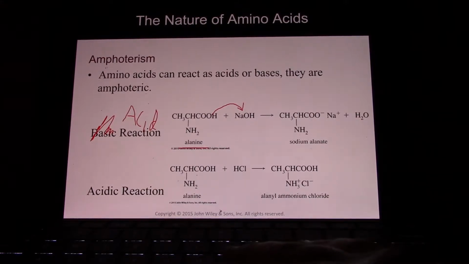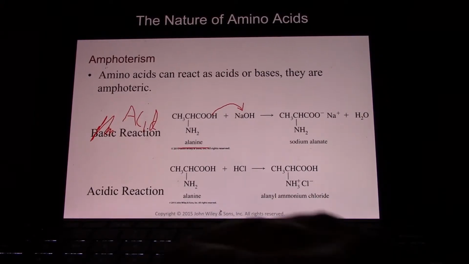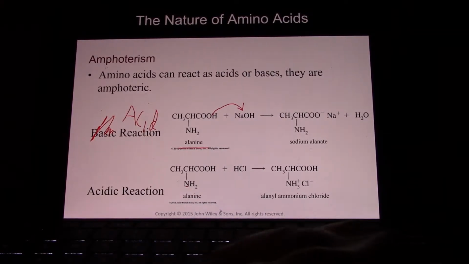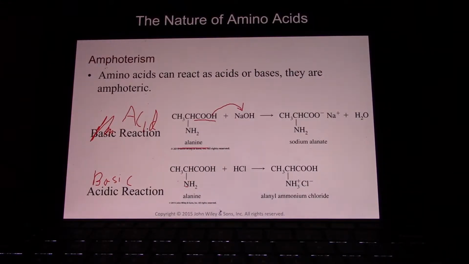Here, alanine is acting like a base and accepting a proton. And so again, Bronsted-Lowry acids donate protons, Bronsted-Lowry bases accept protons. And so this is the amino acid being basic. It is accepting a proton from the hydrochloric acid. Because there are two different chemical groups, the carboxylic acid group has the capacity to act like an acid, whereas the amino group, the basic group, has the capacity to act like a base. And so that makes amino acids amphoteric. They can be either acidic or basic.